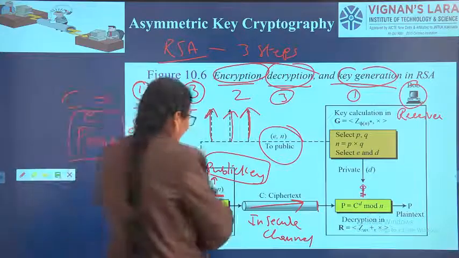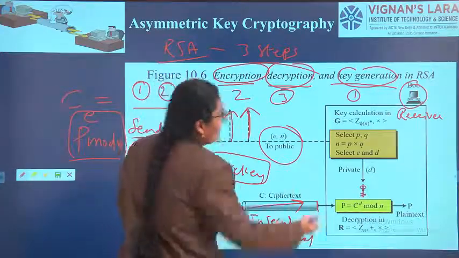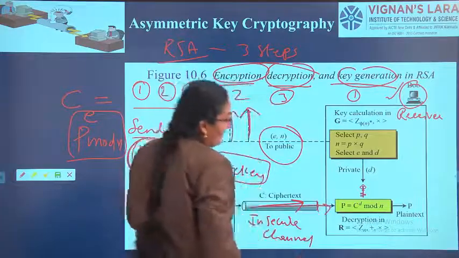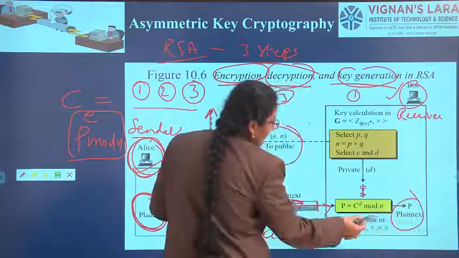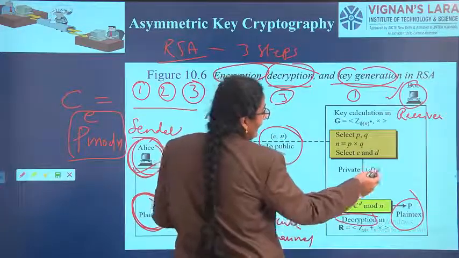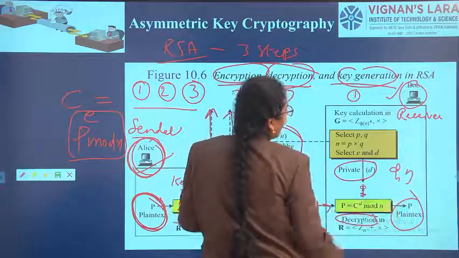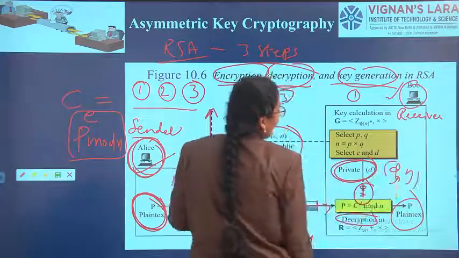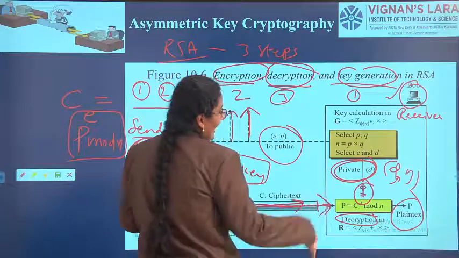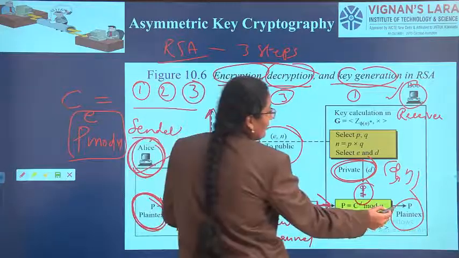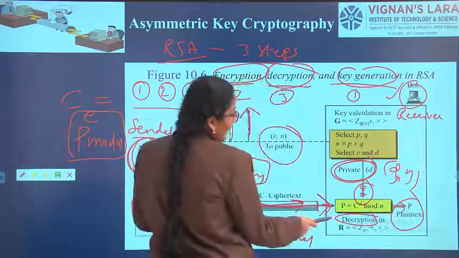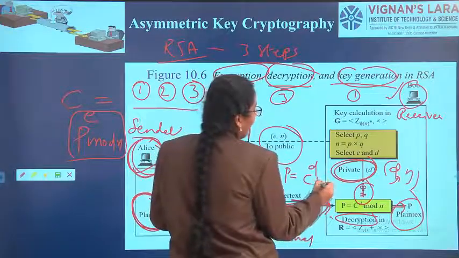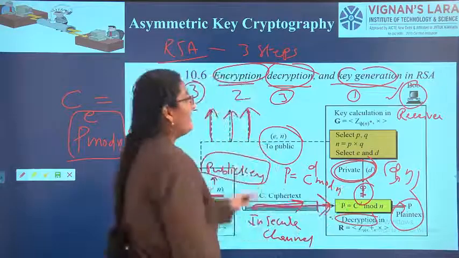So what will happen? He has sent a ciphertext. Now Bob will receive this ciphertext and he wants to convert it into plain text. For that he is doing decryption. For that he has a private key, nothing but D comma N. So this receiver has taken the ciphertext. He wants to convert it into plain text. What is the formula for plain text? Ciphertext power D mod N. Same formula. So he will convert it.